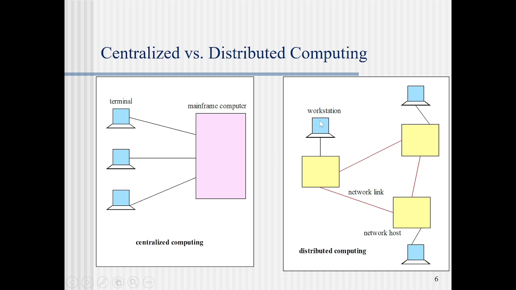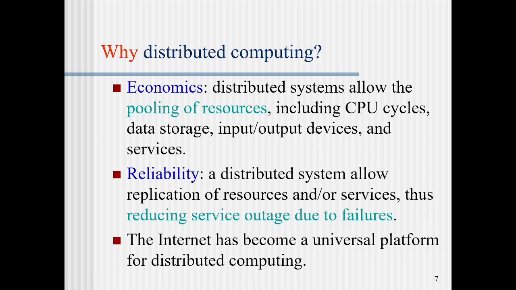In distributed computing, the workstations each have their own personal processor and memory. Why can we go for distributed computing? Because based on the distributed systems themselves, we achieve better performance. It is economical. Distributed systems allow the pooling of resources, including CPU cycles, data, storage, input and output devices, and services.